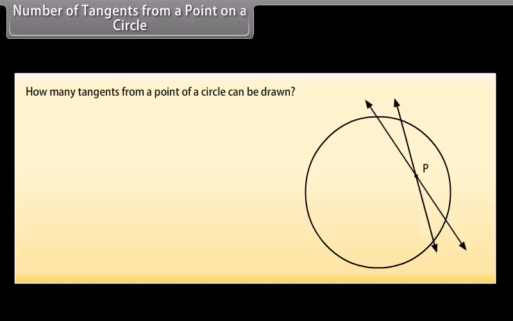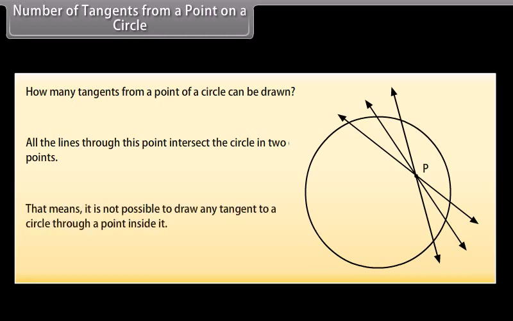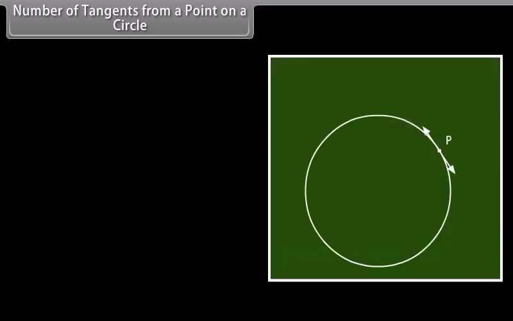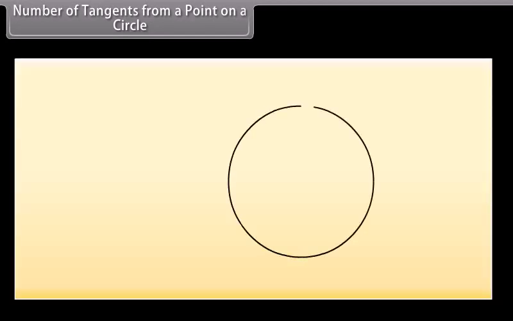Draw lines through this point. We will find that all the lines through this point intersect the circle in 2 points. That means it is not possible to draw any tangent to a circle through a point inside it. The other case is to take a point P on the circle and draw tangents through this point. We can observe that there is only one tangent to the circle at such a point. Finally, take a point P outside the circle and try to draw tangents to the circle from this point.